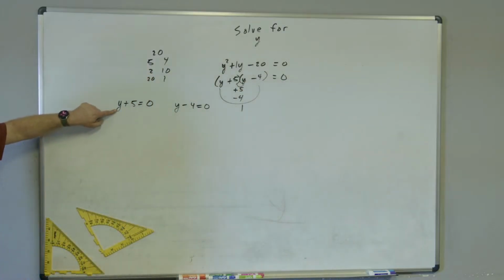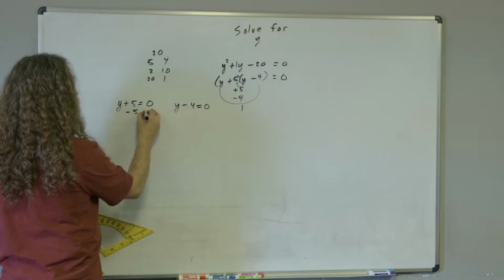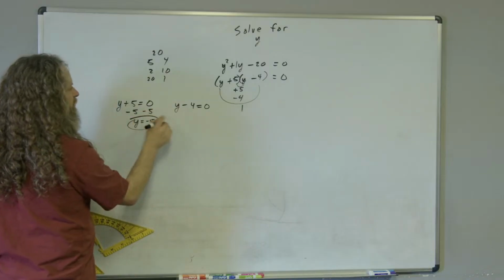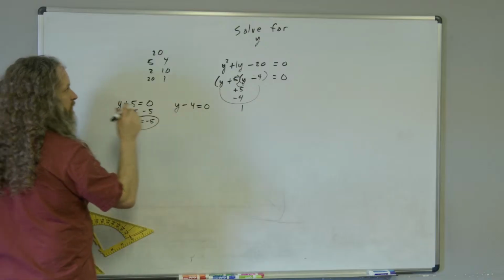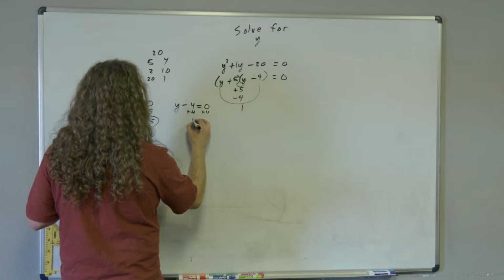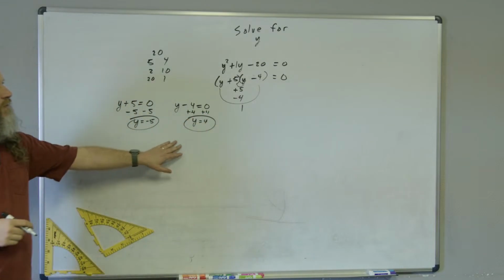How do we solve this little baby guy? Minus 5. Easy peasy. So y equals negative 5. How do we solve this little guy? Plus 4. So y equals 4. y can equal negative 5 or 4.